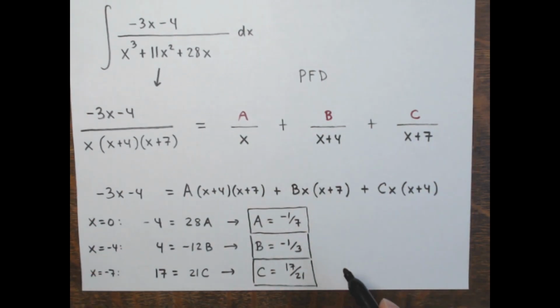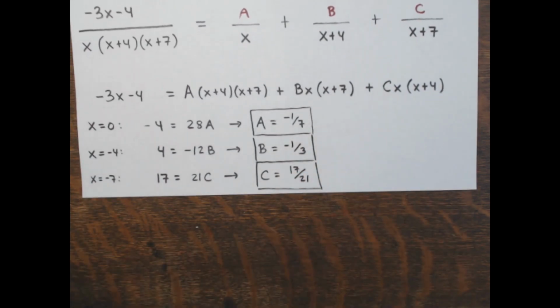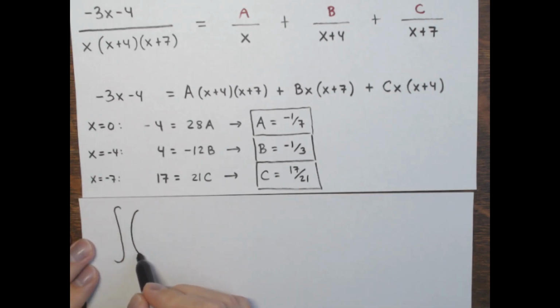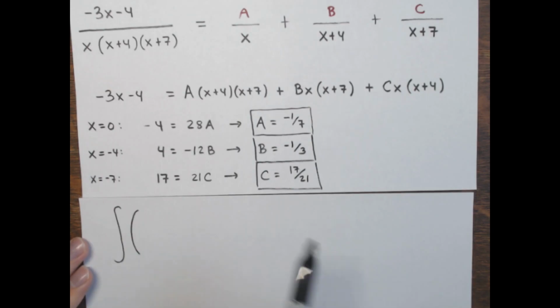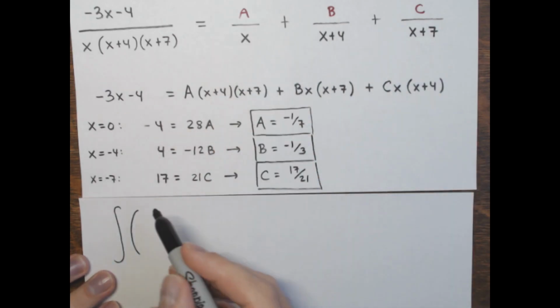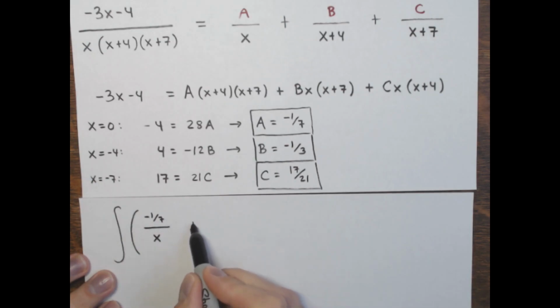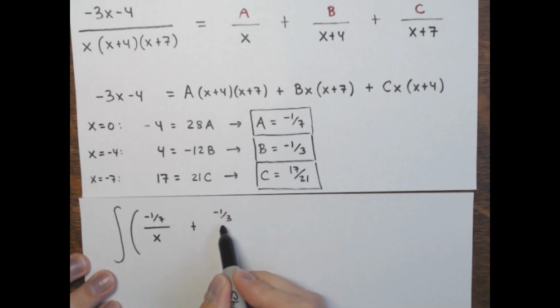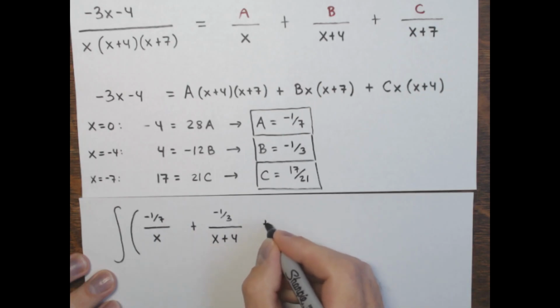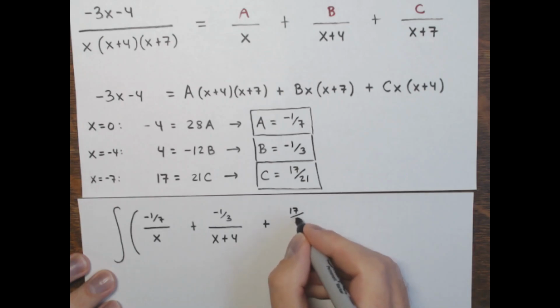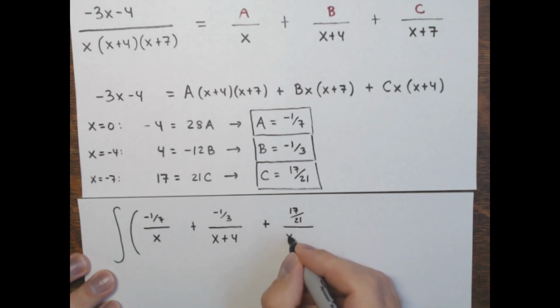So keeping these in mind, we can now rewrite our integral as the integral of a sum of proper fractions, right? So we have the integral of, and then instead of that negative 3x minus 4 over x cubed plus 11x squared plus 28x, now I can write it as this sum: negative 1/7 for just x, plus negative 1/3 at the B over x plus 4, and then plus C, which is 17 21sts over x plus 7.